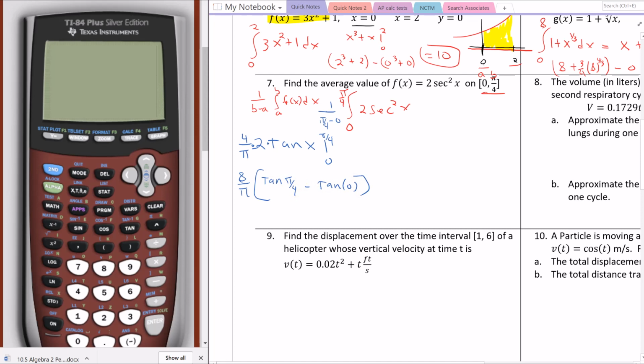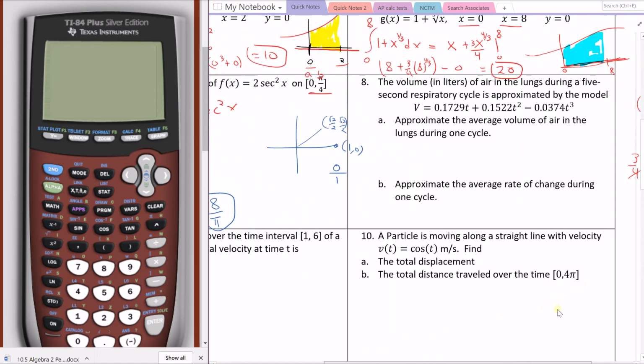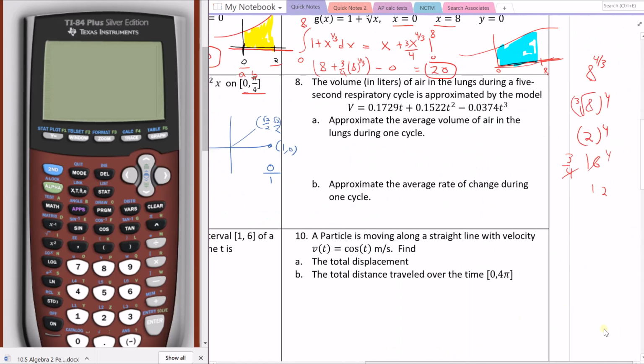Tangent of pi over 4, unit circle, pi over 4 is right here. Tangent is sine over cosine. Both sine and cosine are root 2 over 2 here. So this is going to be 1, minus tangent of 0, which is sine over cosine, so 0 over 1, which is 0. So this whole thing is going to simplify to 8 over pi. And yes, you should leave your answer like that. Yep. All right, next one.